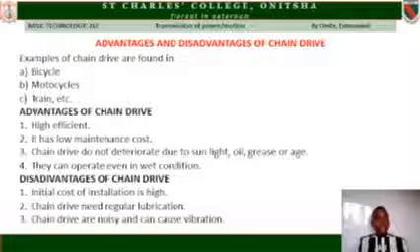Advantages of chain drive: they are very efficient, so they have a low maintenance cost. They are very easy to maintain. Chain drives do not deteriorate due to sunlight, oil, grease, or age. You can use the chain for a very long period of time, especially when they are well lubricated from time to time. They can operate in wet conditions.